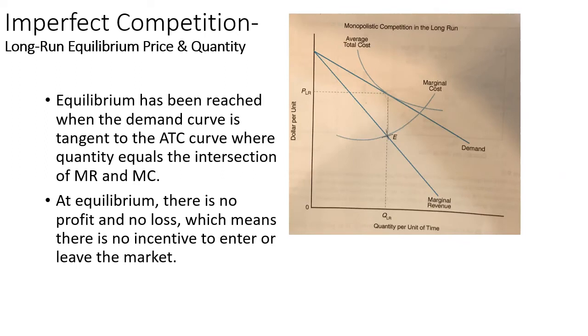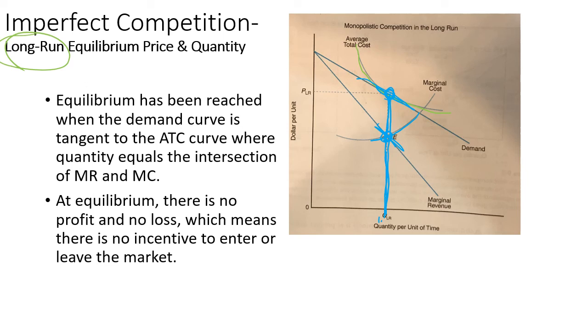The example that we just completed was equilibrium in the short run, and this example here is equilibrium in the long run. So in the long run, equilibrium will ultimately be at a point where the average total cost curve is tangent to the demand curve at the same quantity point where marginal cost equals marginal revenue. So Q is equal here at the same point where average total cost is tangent to demand.